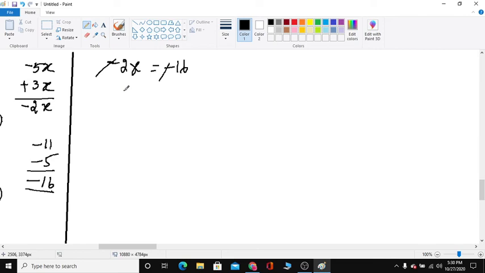Now we are going to find the value of x. Now we have to remove 2. 2 is multiplying with x. How do we remove 2? It is multiplying with variable x, so by dividing by 2 you can remove 2. So on both sides you have to divide by 2. So again you write divide by 2 on both sides.